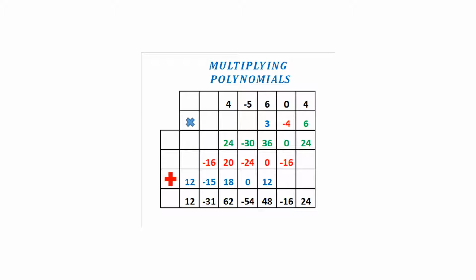Okay, now we're going to do the 3 in the 3, negative 4, 6. We'll start under the 3. So 3 times 4 is 12, then we have 0, 3 times 6 is 18, 3 times negative 5, negative 15, 3 times 4 is 12, and we just add them straight down.